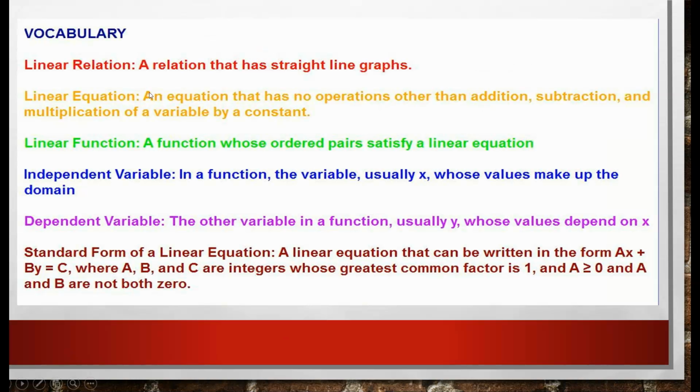All right, so that introduces some new vocab for today. So we have a linear relation, which is a relation that, when graphed, forms a straight line. You have a linear equation, which is an equation that has no operations other than addition, subtraction, and multiplication of a variable by a constant. And the key idea there is a variable. So linear equations can only have x and y raised to the first power.